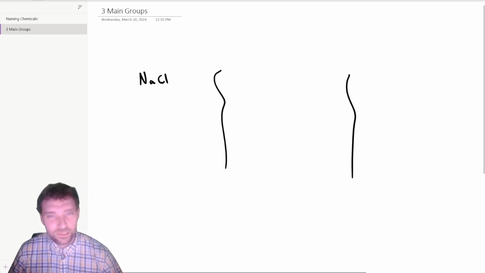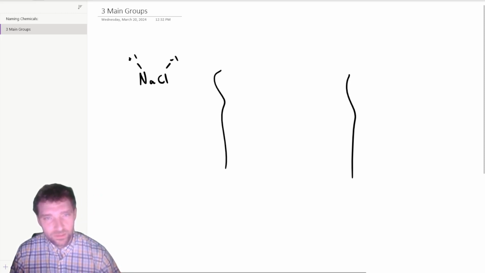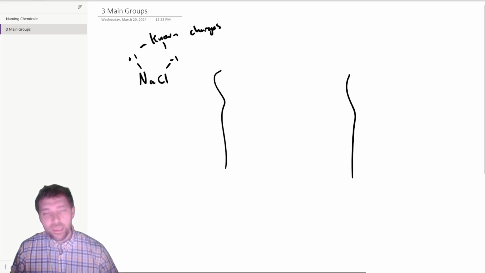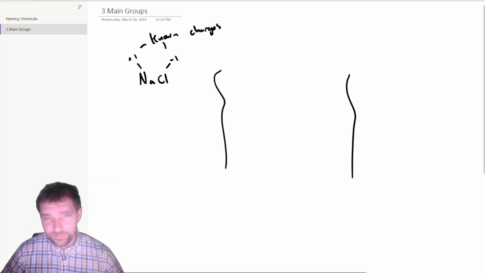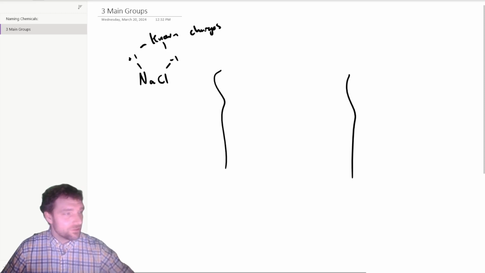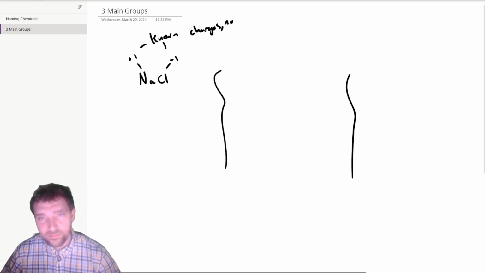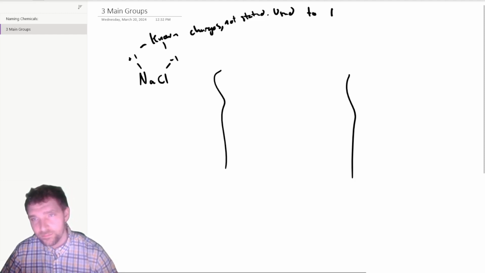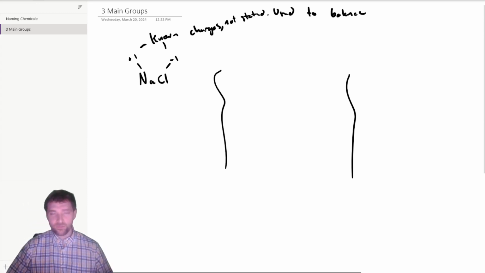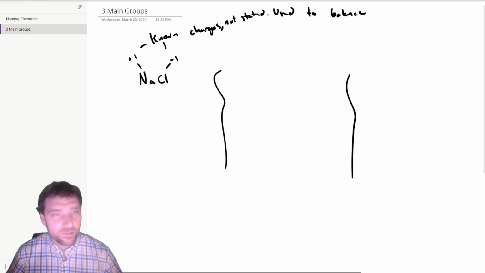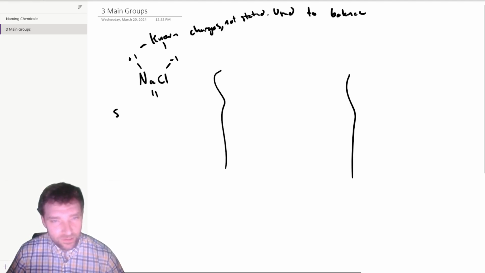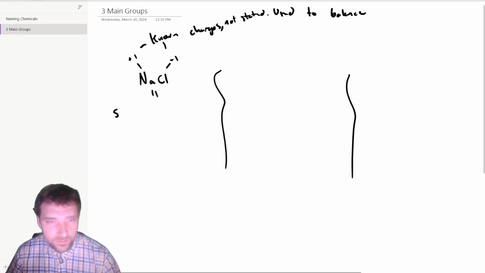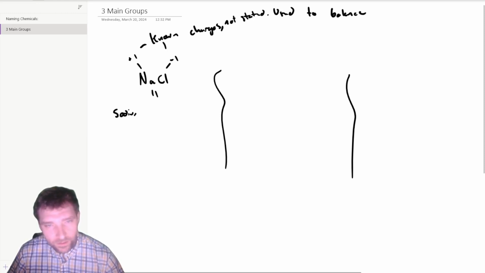So if you were to look at NaCl, these are known charges. This is a plus one, this is a minus one. These are known charges. So it gets to assume that we know the charges, so you don't need to state it. And these are used to balance. So you can balance out the formula using those charges. So if I were to say what this is called, this just is called sodium chloride.